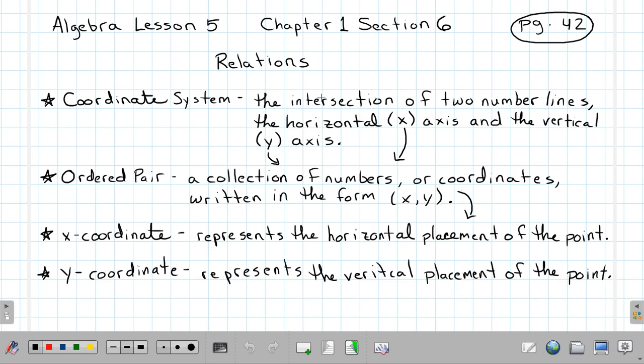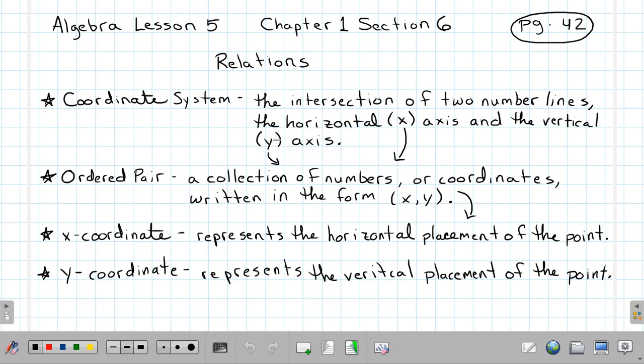But the intersection, what does it mean when two things intersect? What's an intersection in a road? It's where two roads intersect. So it's where they cross. So the intersection of two number lines, one being horizontal, which we call the x-axis or horizontal axis, and the vertical axis, which we normally call the y-axis. On the next page, we'll actually do a representation of all this. So get through the definitions first, and then we'll go through and talk about each one of these in its entirety and give you an example of everything here.